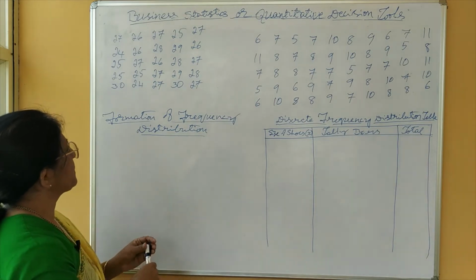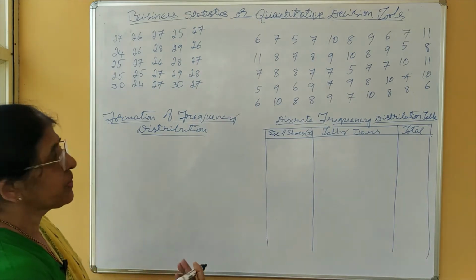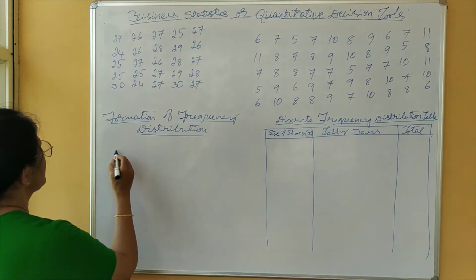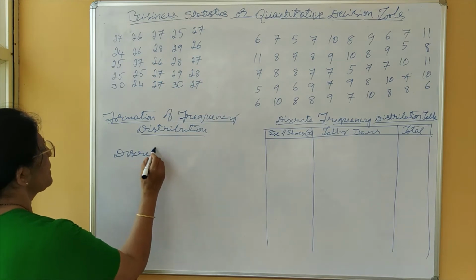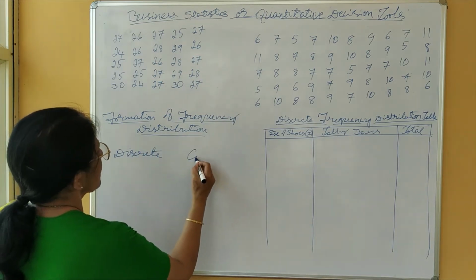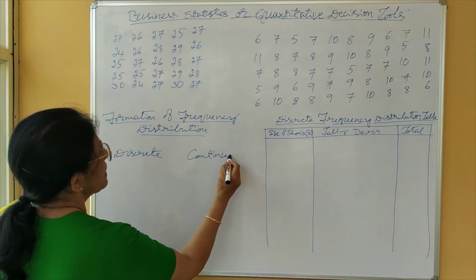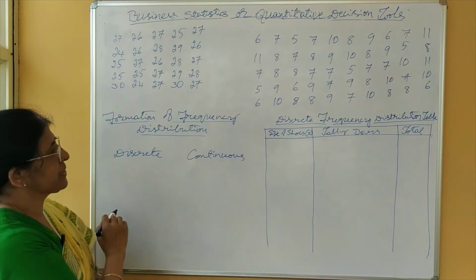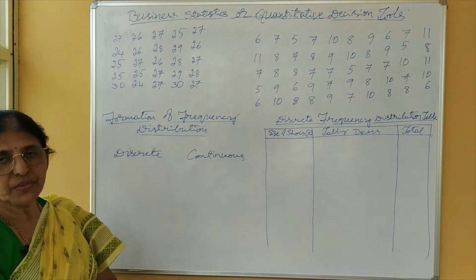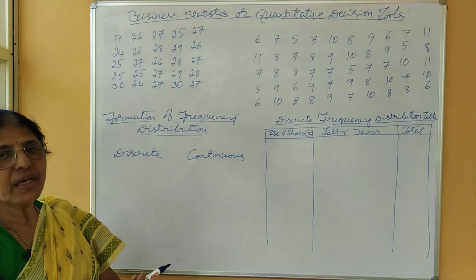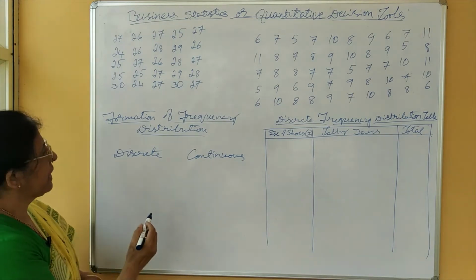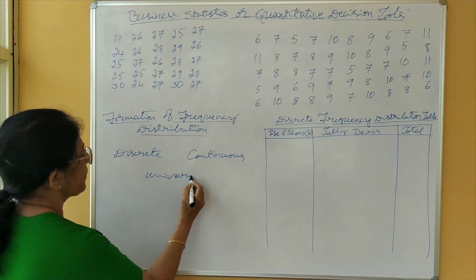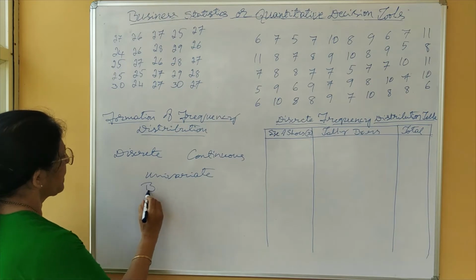Here we come across two types of frequency distribution. Again, here one is discrete frequency distribution table and continuous frequency distribution table. Whether it is discrete frequency distribution or continuous frequency distribution, we come across univariate frequency distribution and bivariate frequency distribution. Univariate and bivariate.